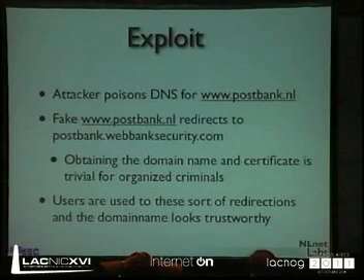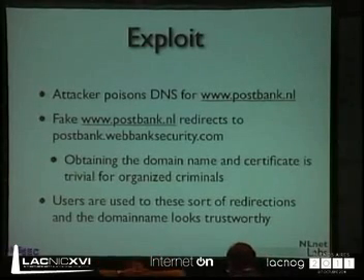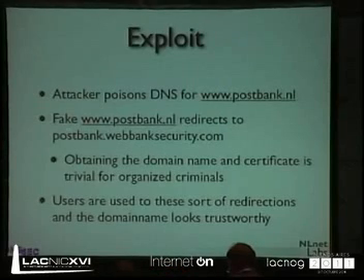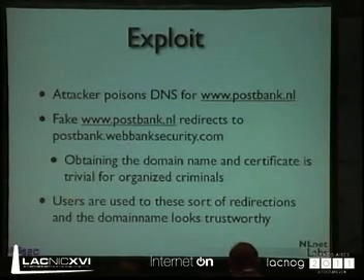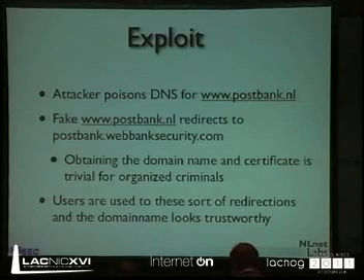Obtaining a domain name and a certificate is trivial for criminal organizations. It's also trivial for non-criminal organizations, but criminal organizations will exploit it. As long as people are used to the fact that they get redirected from their site to something completely unrelated, forget SSL. The fact is that if I'm able to poison the DNS, and as long as banks use redirects to other sites, this is an exploit that is possible. Because if I attack the bank website and I put a redirect into my secured site, I'm in business.